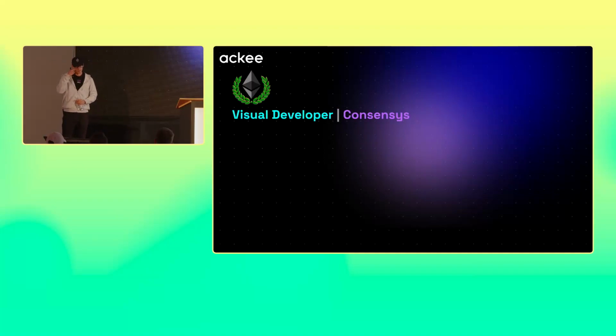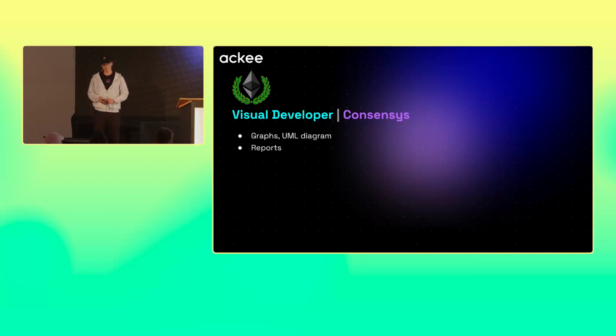The next extension is Visual Developer by Consensys. The name is self-explanatory. It's very visual. It contains a lot of types of graphs, which are even interactive. You can generate UML diagrams, etc. You can also generate reports from your contracts, where you can see, for example, lines of code, lines of assembly code, number of public external functions, etc. It's pretty useful, for example, for estimates.